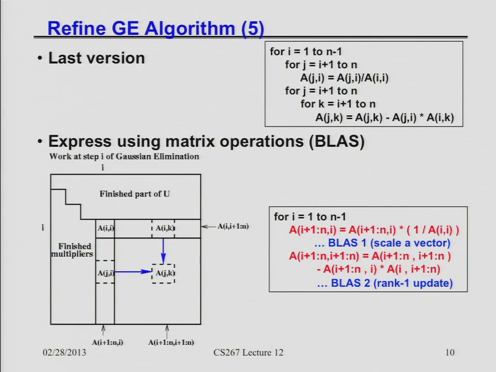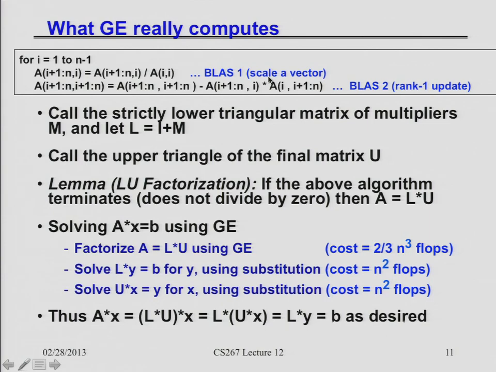Okay. So let me now put my three lines of code at the top. That's what Gaussian elimination is really doing. And so now let me state a theorem, which may be familiar. Remember, I had all these multipliers that I left behind in the lower triangle. What are they good for? Let me call that lower triangular matrix of the multipliers M. It lives just strictly below the diagonal. And let me build implicitly a lower triangular matrix with ones in the diagonal. Let me call the output of Gaussian elimination that we got from the very beginning, the upper triangle that was left, U. And it turns out that what I've done is I've factored A into the product of L times U.